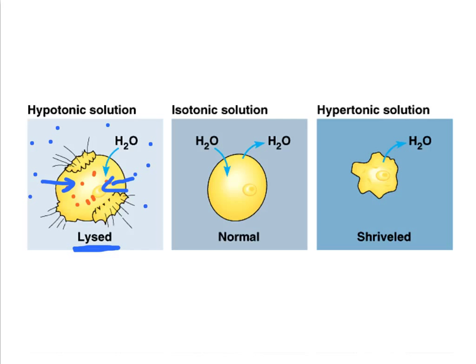This is what occurs when somebody, on rare occasion, drinks too much water and they die of water poisoning. It's because there's so much water inside their body that the water is flowing into the cells at such a rate that cells start to explode. A rare condition, but it is possible.